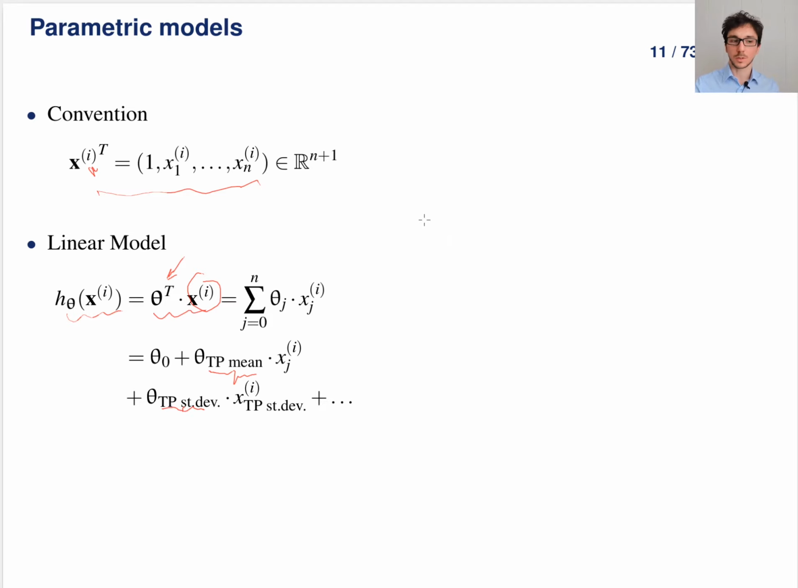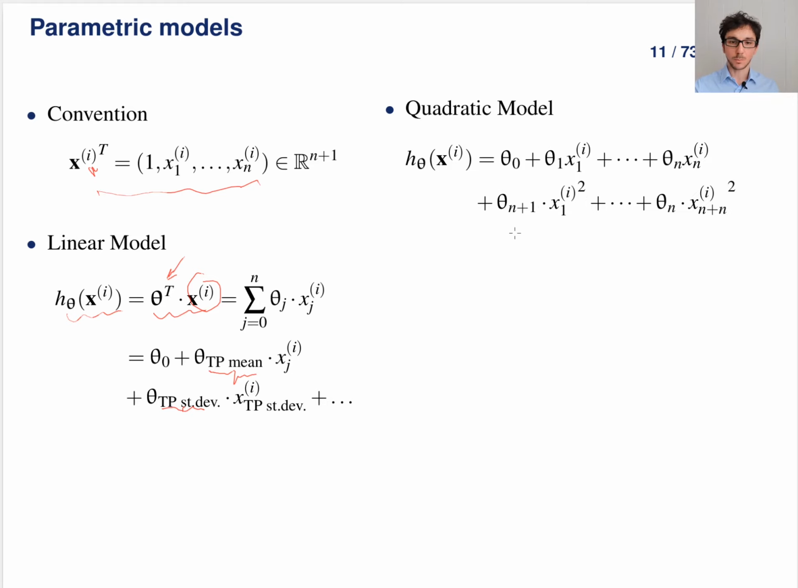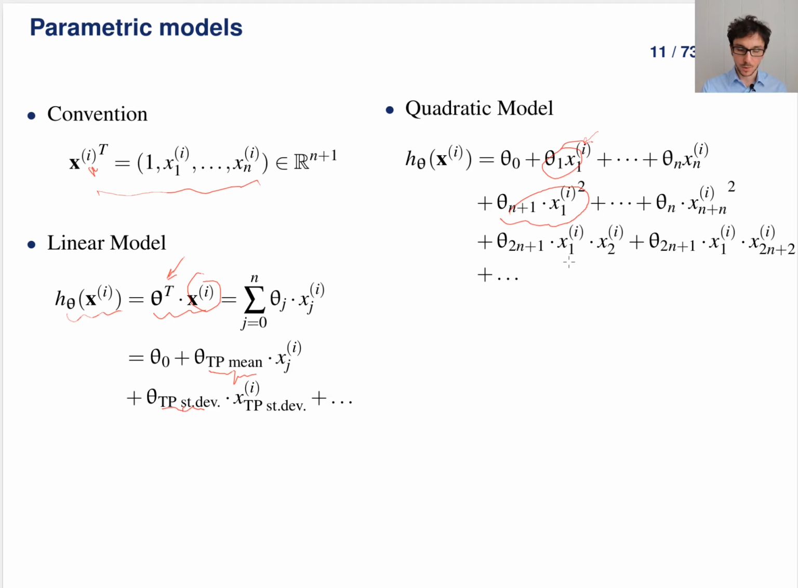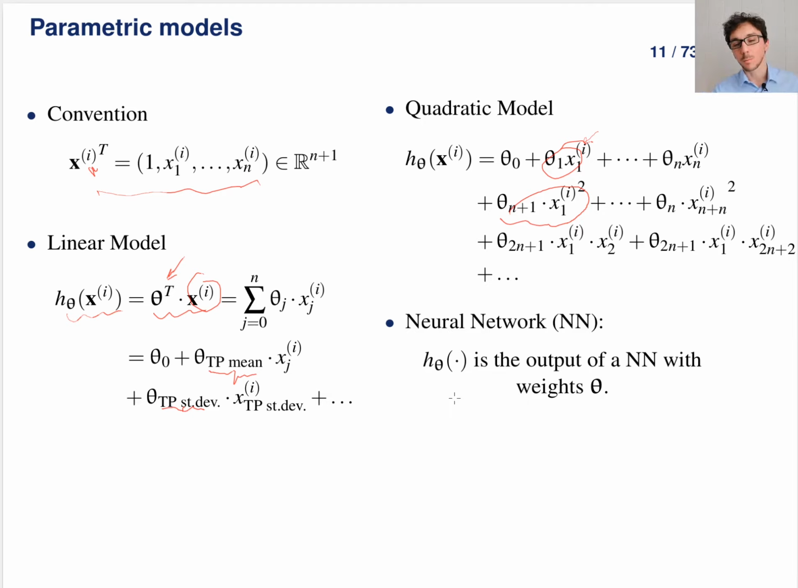This is just one of the possible structures we can have. Another example is the quadratic model that is a bit more complicated, and we will see it later. It has not only one parameter per each feature, like this, but it also has one parameter for the square of the features, etc. We will see it later. And then we have even more complex functions that we can choose. For example, the ones that result from a neural network that we will see later.